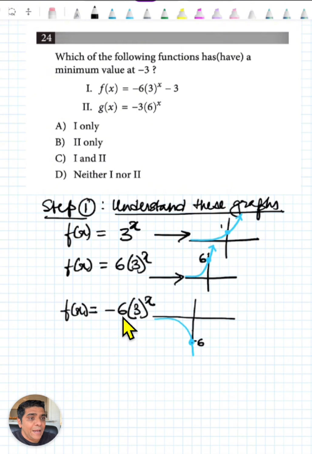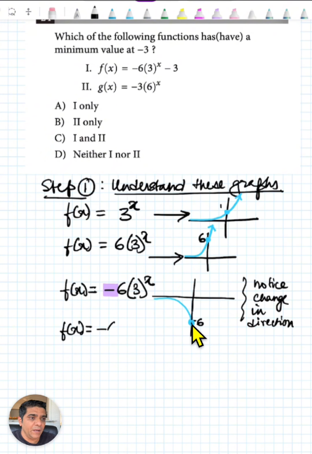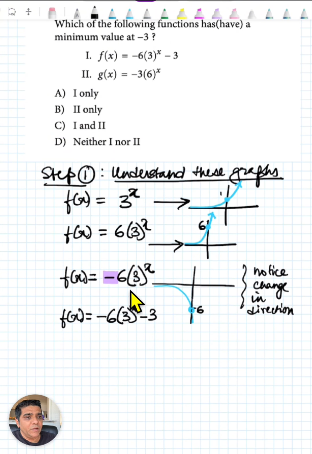Okay, but if you put a negative sign in front of the 6, now the graph is going downwards. And you see it has an intercept at -6, because if you put a 0 here, 3 to the power of 0 is 1, so -6 is going to be the y-intercept. So notice the change in direction as you put a negative sign.